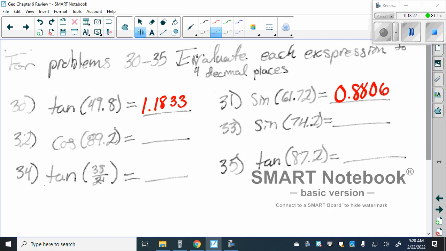Out of these here, sine, cosine, and tangent, which is the only one that can give us a number greater than 1? Tangent. It doesn't have the hypotenuse in the denominator because the hypotenuse is understood to be the biggest side. So sine and cosine have to be less than 1. And again, this is talking about sine and cosine, not their inverses. Any other questions on 30 through 35?